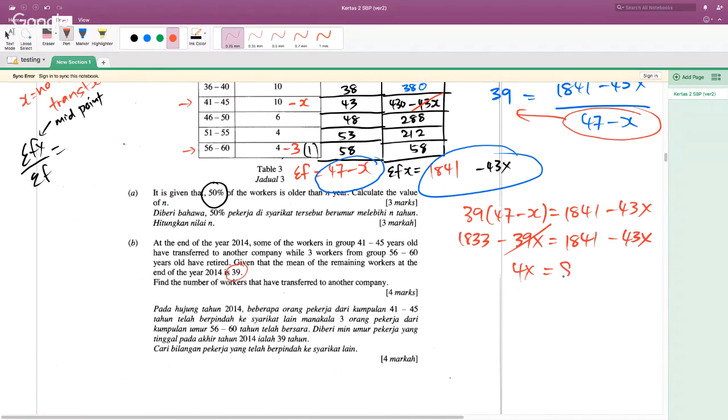So basically you get 8, so x equals 2. That means only 2 workers transferred to another company. All right, so that's why I say this question is slightly different compared to the other question.